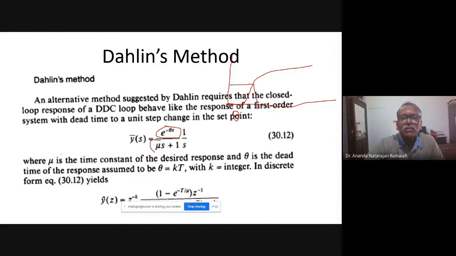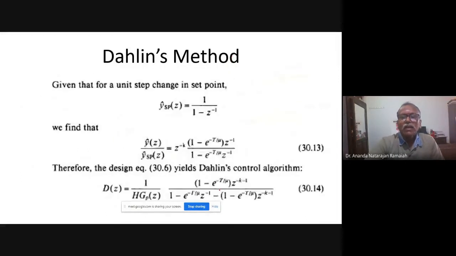So the time constant mu, you can select your time constant: after this dead time, how much time it takes to reach 63.2% of the final value, that is mu, the design parameter. It is a first order response. That's why we have to multiply this by 1 by s. Therefore, for the first order response, we are assuming that Y(s) equals e power minus theta s upon mu s plus 1, multiplied by 1 by s. That is the assumption we made.